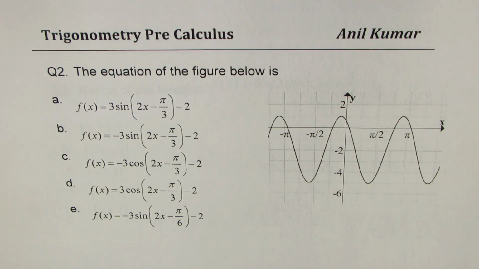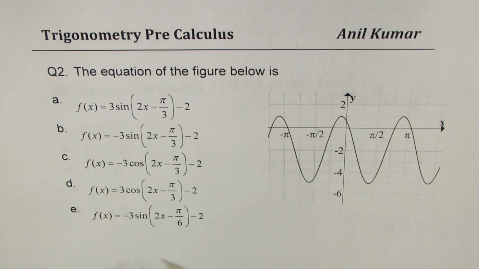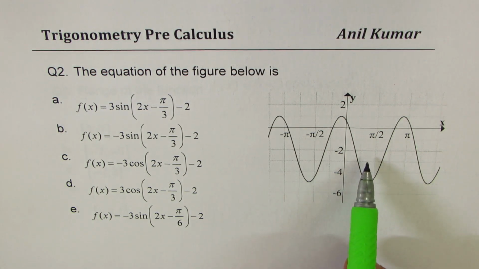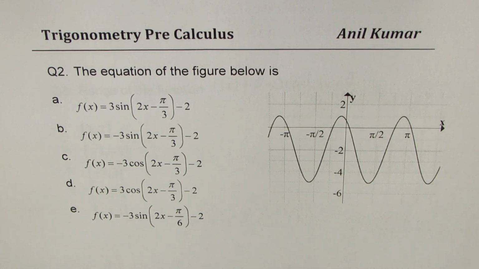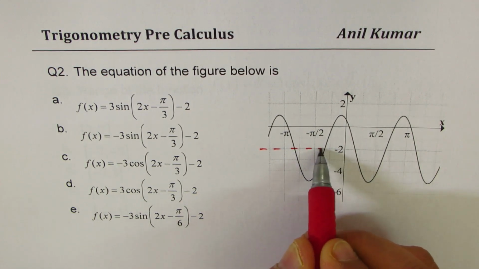The equation of the figure below is what? That's a sinusoidal function. We have given 4-5 possible equations. How do we get the equation for this? So pause the video, select the right answer, then look into my suggestions, correct? Okay, so first thing is you should look for the x's, right? So the x's here is at -2.